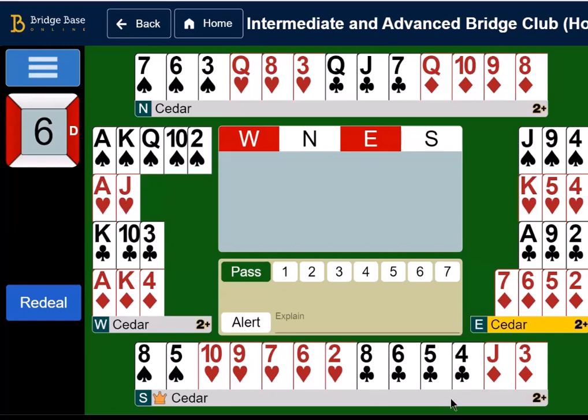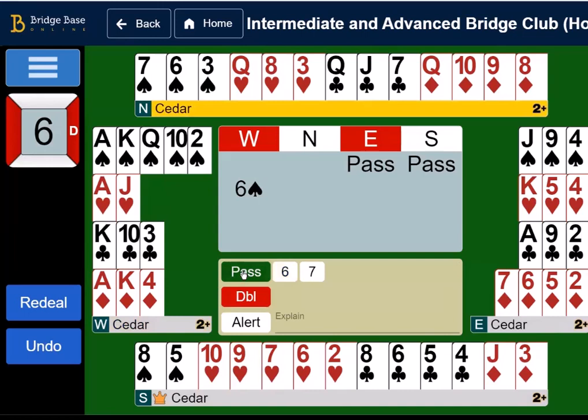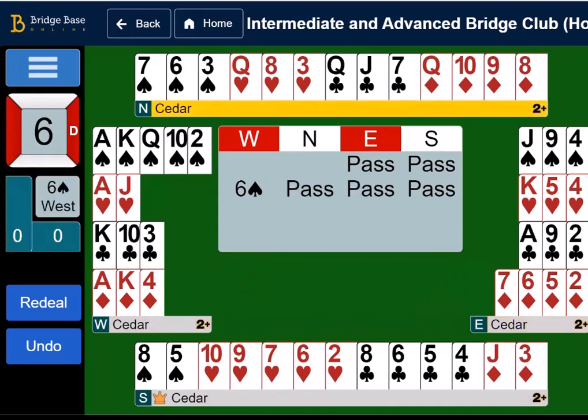Well, I think we just go to 6 spades here, can't we? So there's 2 passes. That's what's throwing me. West is opening the bidding. Okay, so I'm going to pass, and I think all we need is the 6 spade bid by West, because there's no clues from what the opponents are doing. Okay, West plays 6 spades. Lead is a spade 7.